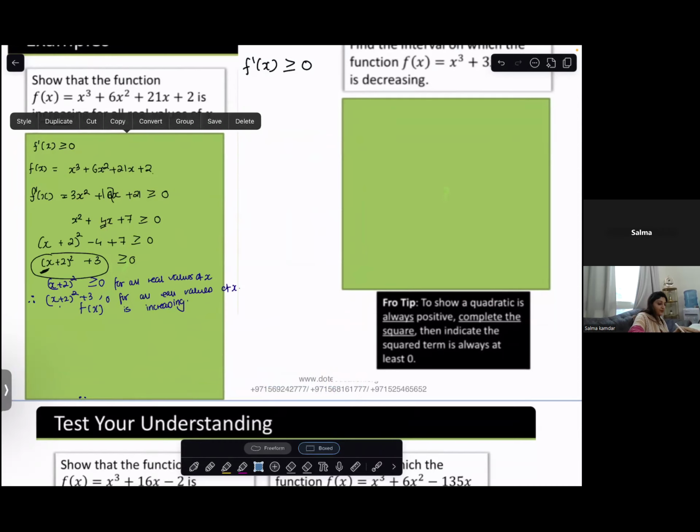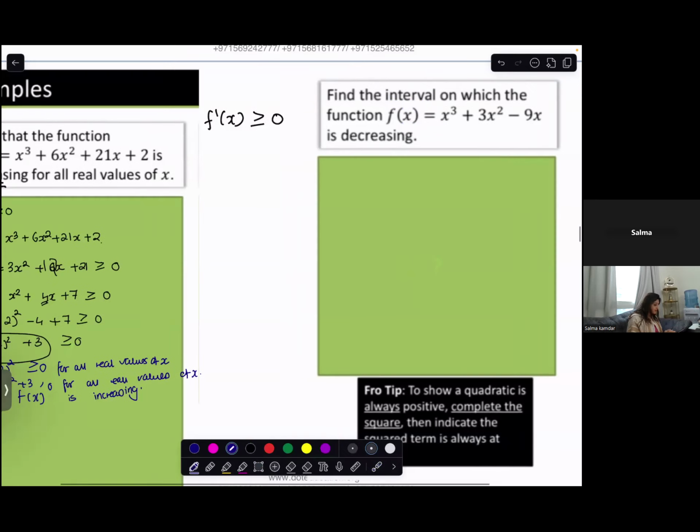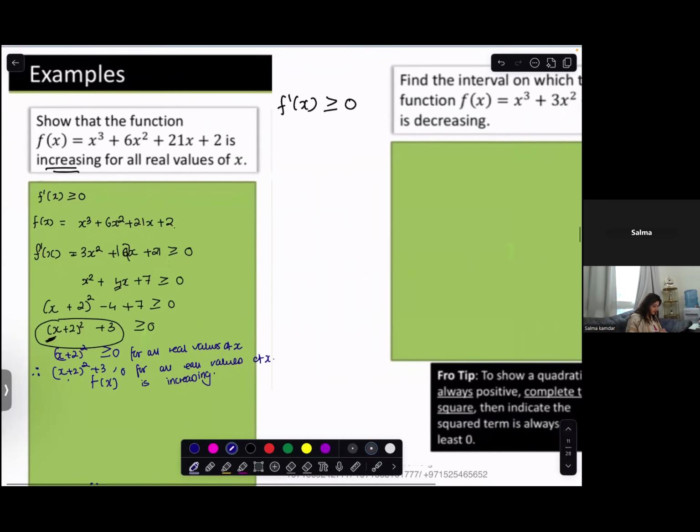Try the second one for yourself. I'll give you time. Now, in this question, you have to find the interval in which this function is decreasing. When they've asked you to find the interval, that means you have to find the value of x. So, what is the difference between this question and this question?